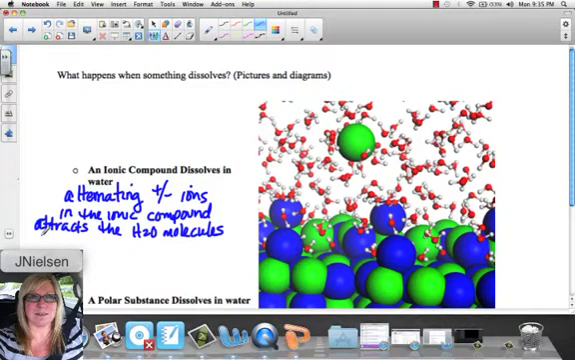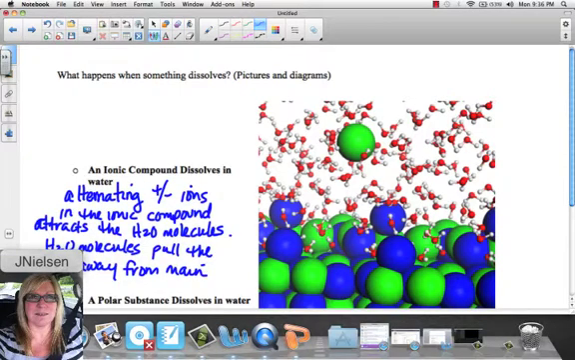Now remember, the water molecules have a positive and negative end. So the H2O molecules pull the ions away from the central crystal. So say this part down here in the bottom is the central crystal. They surround and pull away due to the attractive forces, and they pull them away from the main crystal. And then it dissolves in the water.